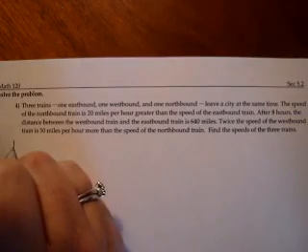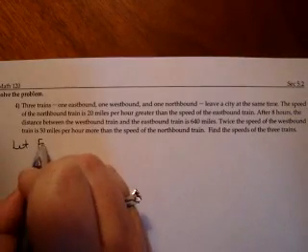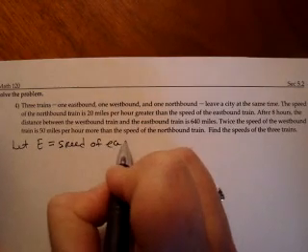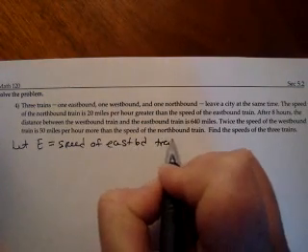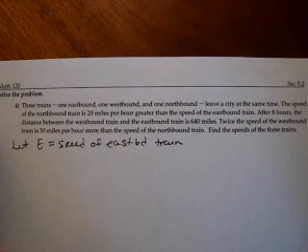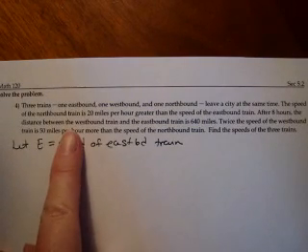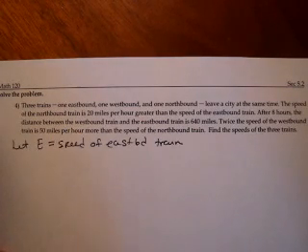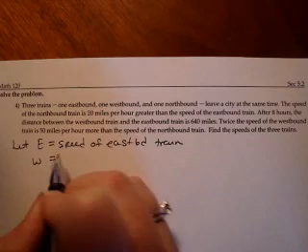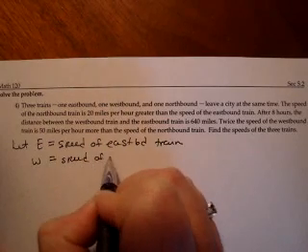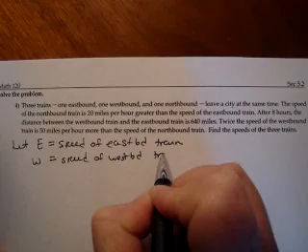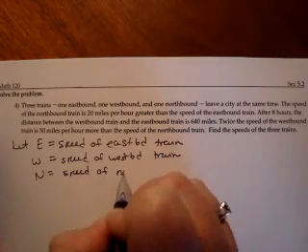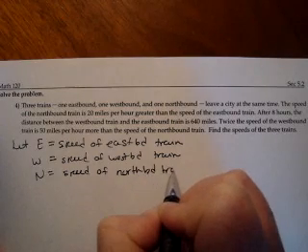Okay, so I'm going to let E equal speed of eastbound train. You have to put the word speed in there. If you just say E equals the eastbound train, I have no idea what you're talking about. It's the speed of the eastbound train. So then using the same thing, I'm going to let W equal the speed of the westbound train. And N is equal to the speed of the northbound train.